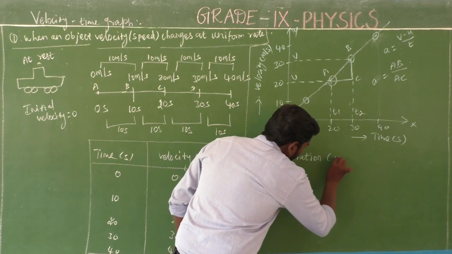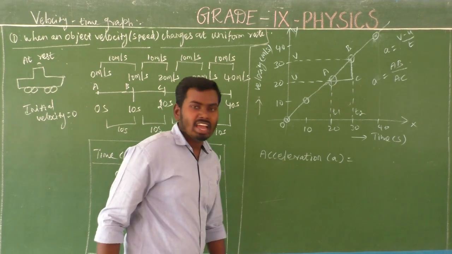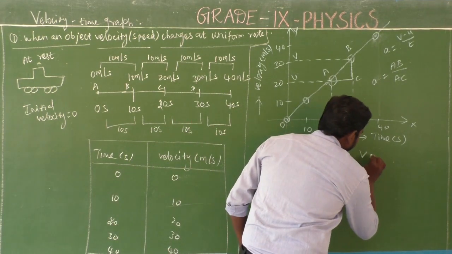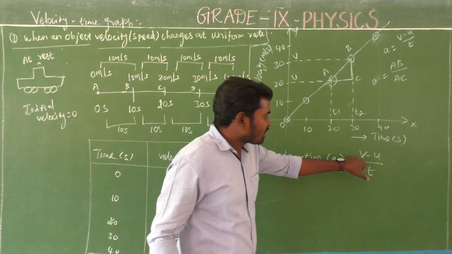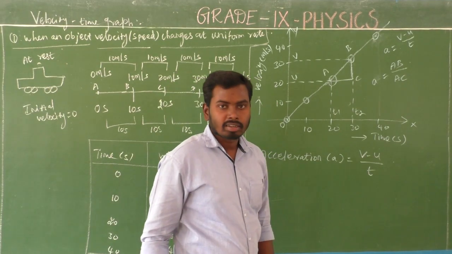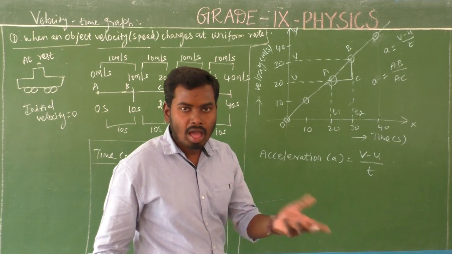Acceleration, A, is equal to final velocity minus initial velocity divided by t, which means the time factor. Final velocity minus initial velocity divided by time, that is equal to acceleration.